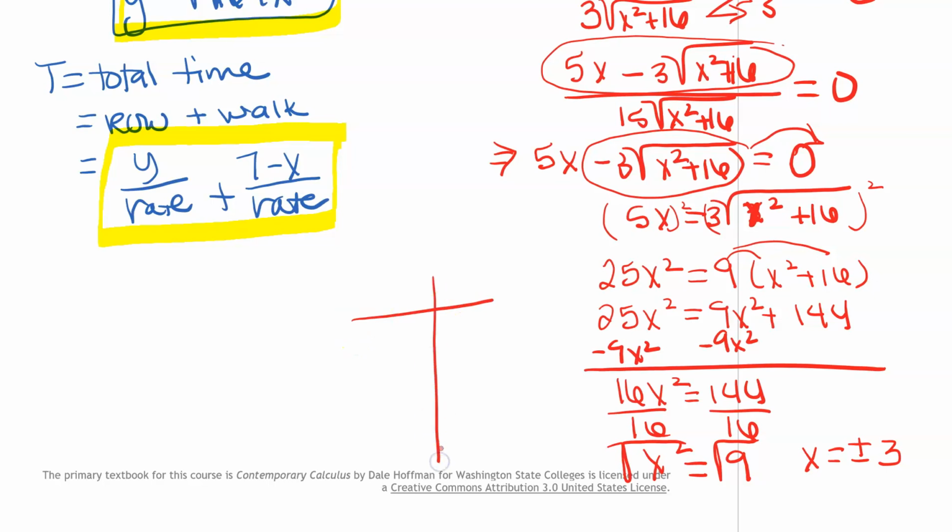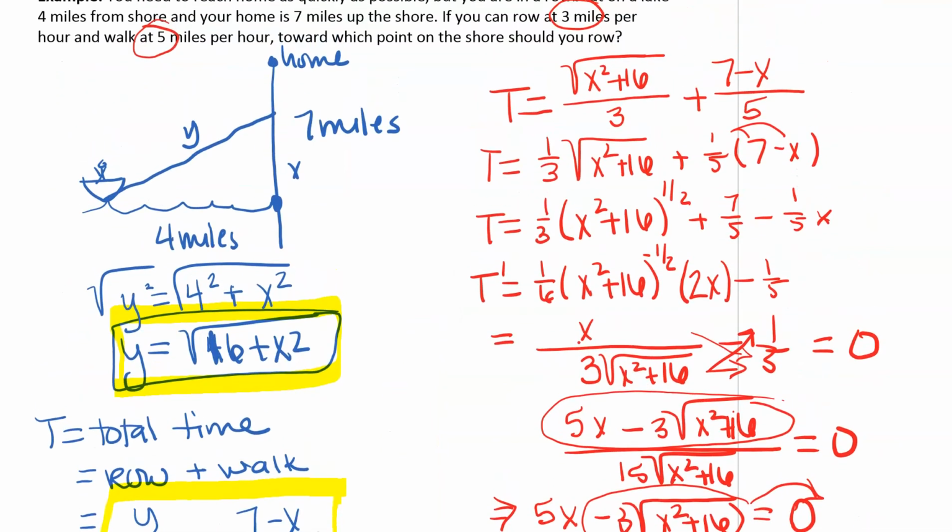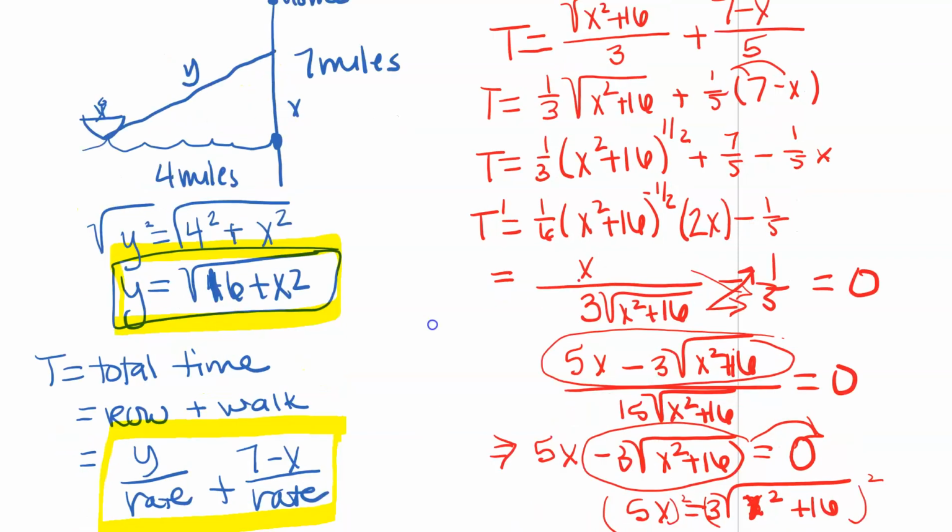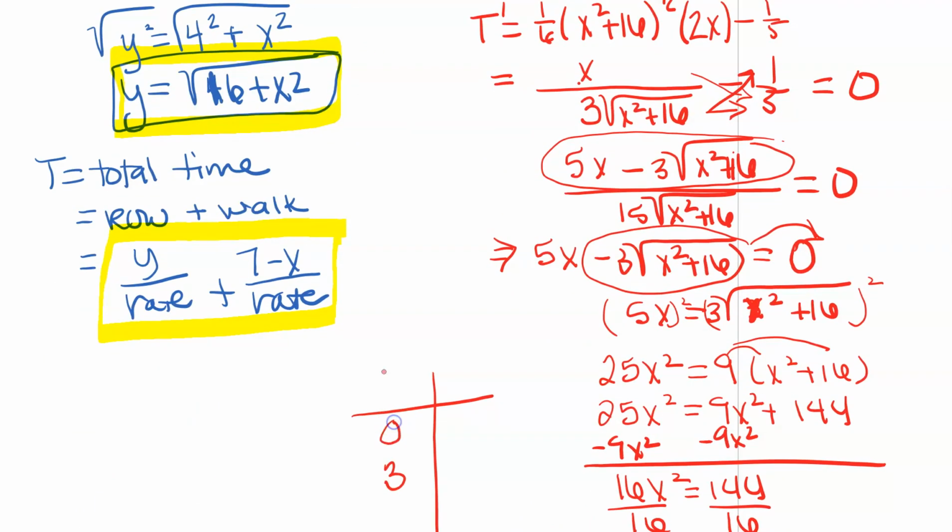So looking at this, as we've talked about in other examples, -3 is not relevant for this application problem. And so we are going to be looking at 3. We know that x is representative of the amount that we are walking. And so if we go straight to home, x could be 0, that we didn't walk any. And this is our time function.